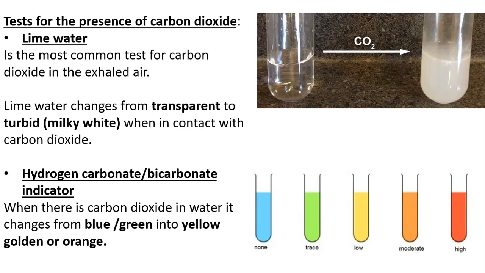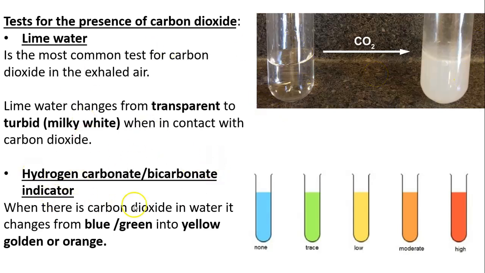We can test for the presence of carbon dioxide by two methods or two indicators: lime water, and the other one is hydrogen carbonate or bicarbonate indicator. Lime water is very easy and it's the most common one. When you blow air that contains a lot of carbon dioxide into lime water, it's going to change from transparent to milky or turbid. This is a proof that this air that you just blew into the lime water contains a lot of carbon dioxide.